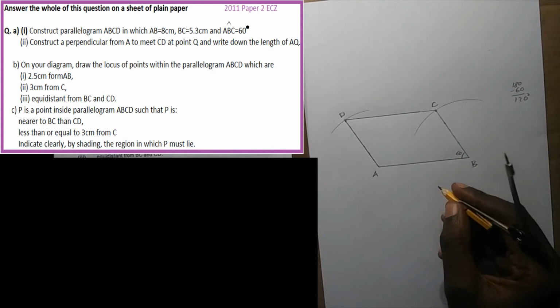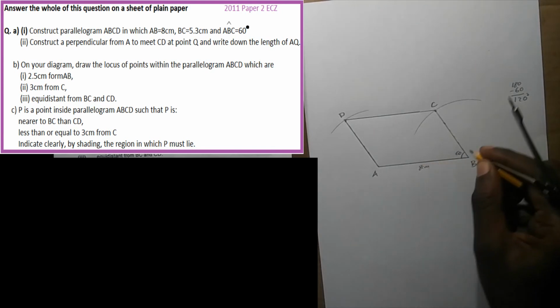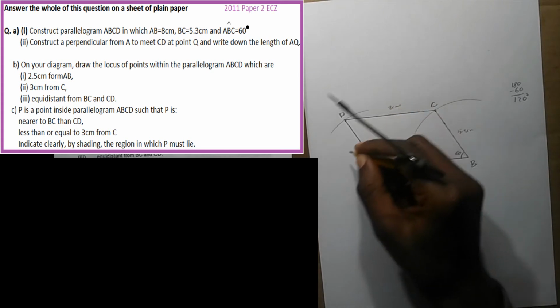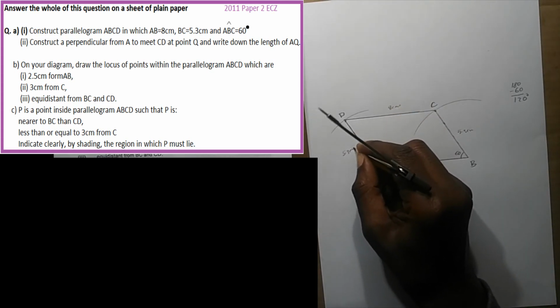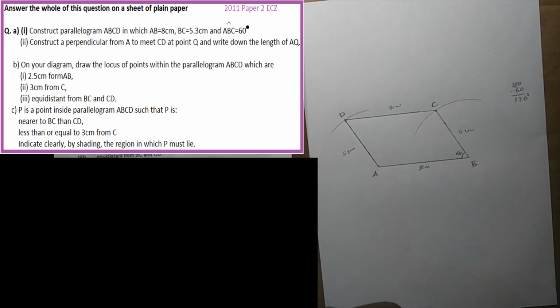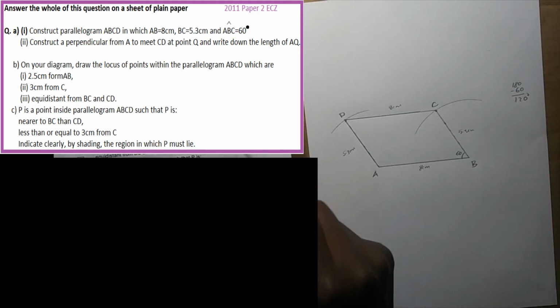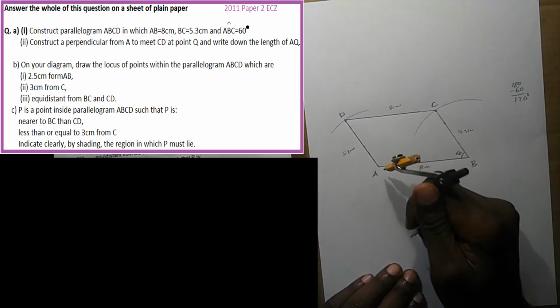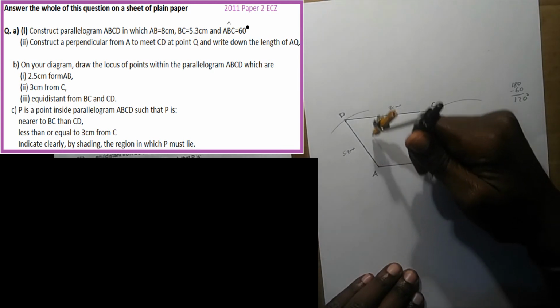So here we have AB is 8 centimeters. Here we have 5.3 centimeters. So it means even here it's 8 centimeters and 5.3 centimeters. Okay, so the next question says, construct a perpendicular from A to meet CD at Q and write down the length of AQ. Okay, so a perpendicular, we are going to construct a line here starting from A going up.